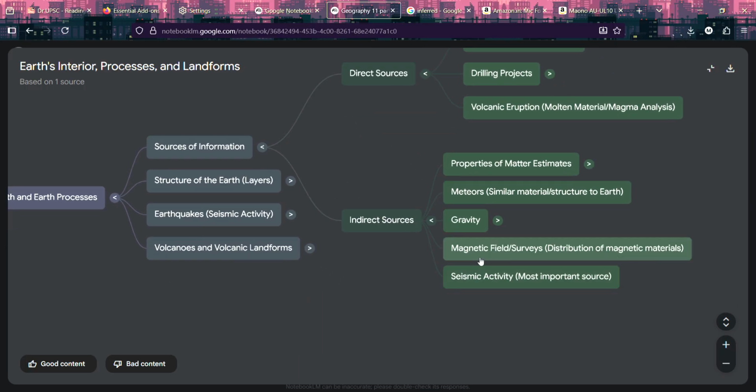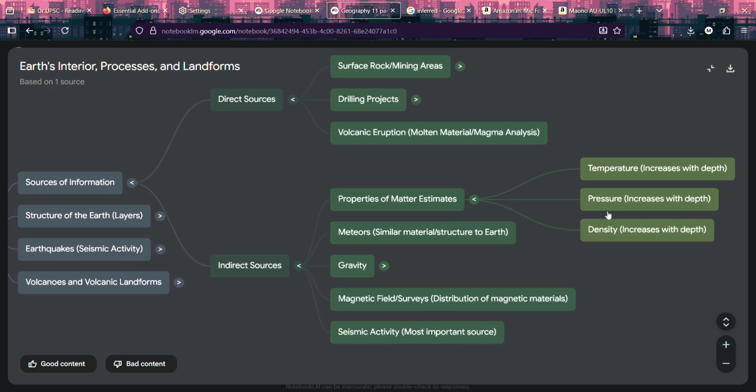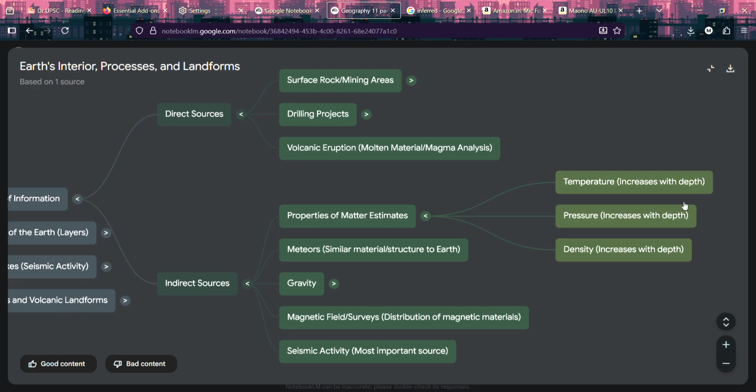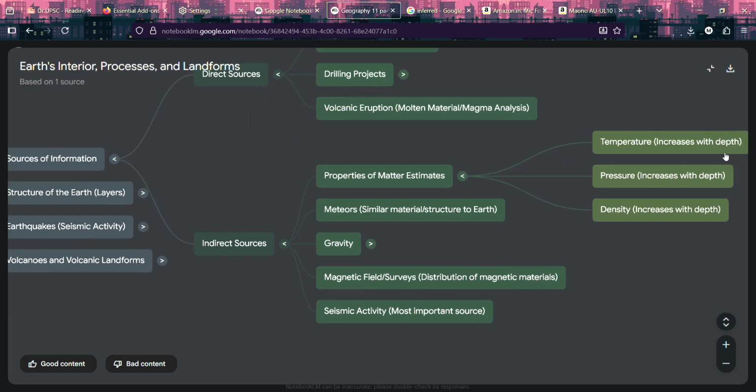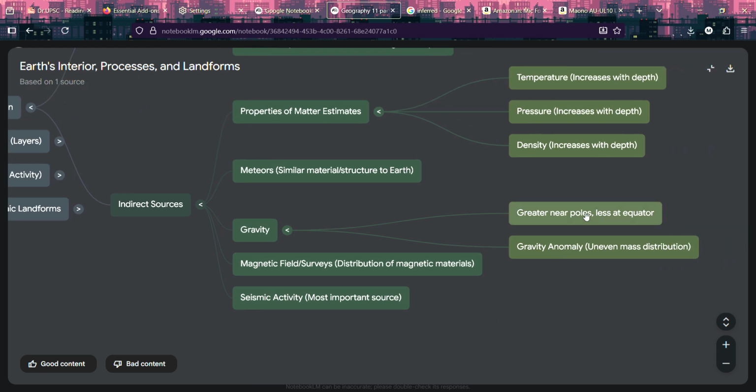Indirect sources are like properties of matter estimates, like temperature increases with depth, pressure increases with depth, and density also increases with depth. Okay, and second is a meteor, like material is similar to the structure of Earth. Third indirect source is gravity.